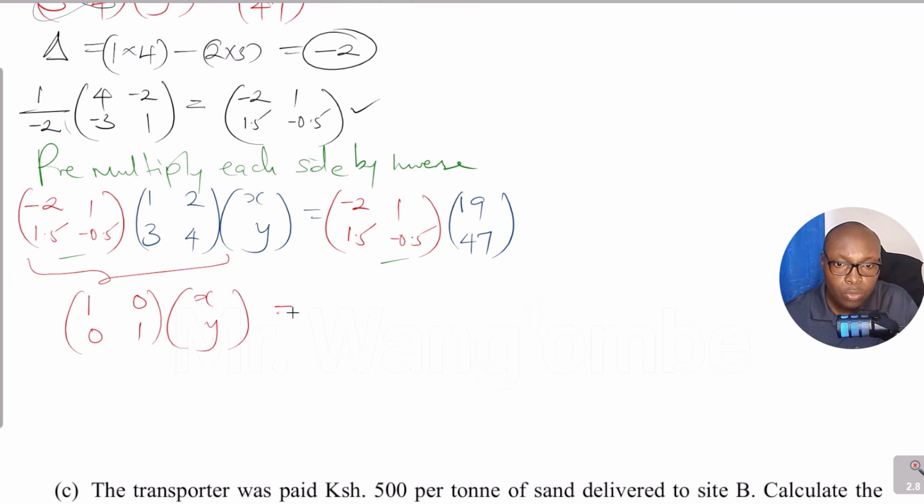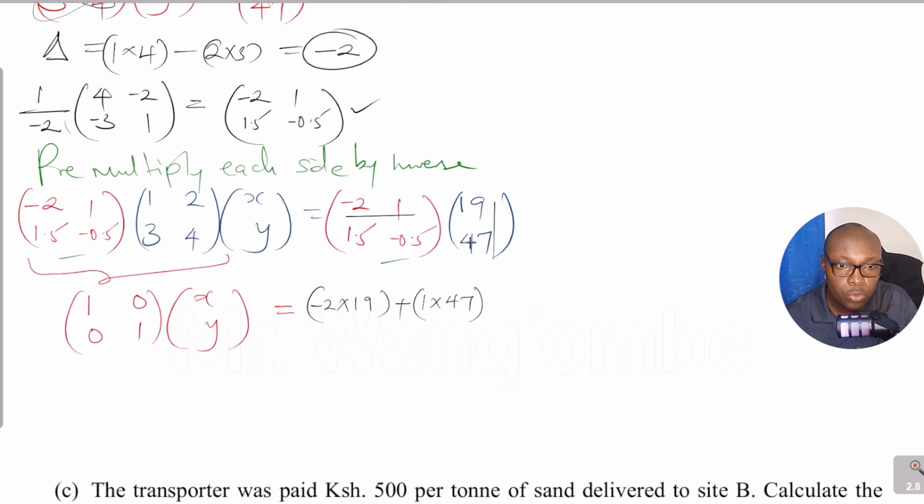Now, where you have to be very keen is the right hand side. This is where you get the answer. When you multiply the first row by this column, this is -2 times 19, then plus 1 times 47.